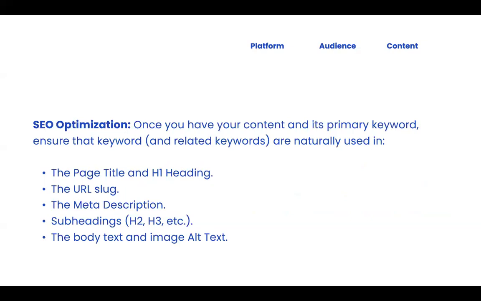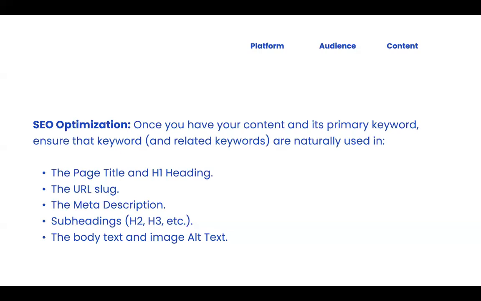So the next one is SEO optimization. This one is more of page optimization. Once you have your content and its primary keyword, ensure that the keyword and related keywords are naturally used in the page title and H1 heading, and the URL slug, the one I told you about.